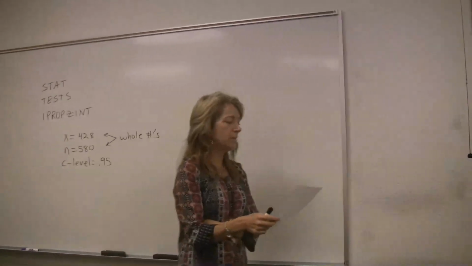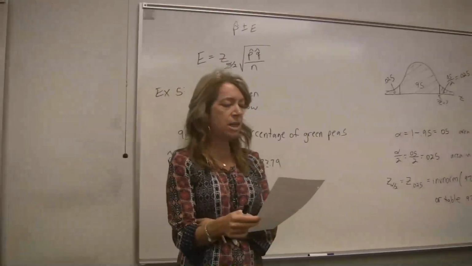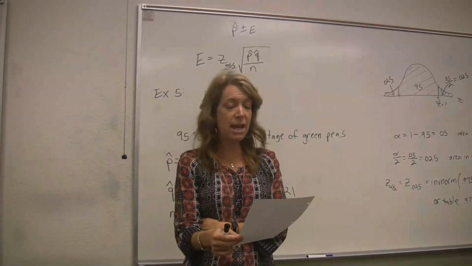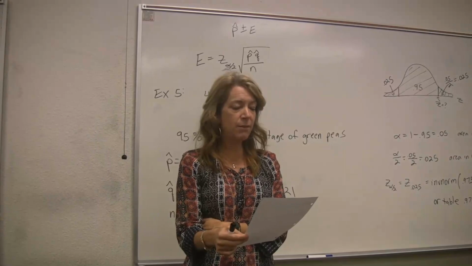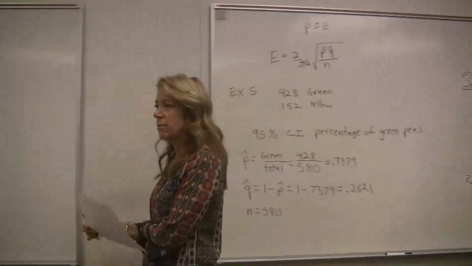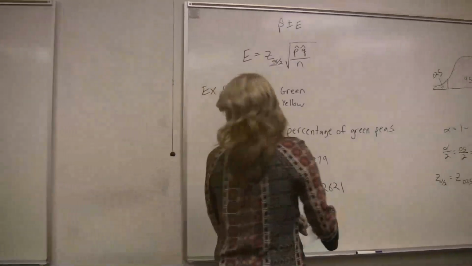Example 6. 230 out of 600 teenagers plan to see the new Hunger Games movie. Find a 90% confidence interval estimate for the percentage of all teenagers planning to see the movie. This must be old, so I don't think there's any more Hunger Games movies to be made, but that's okay. Maybe there's a new one that we don't know about.